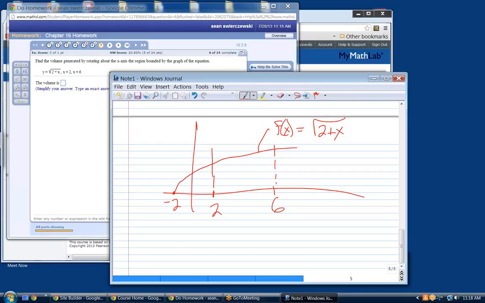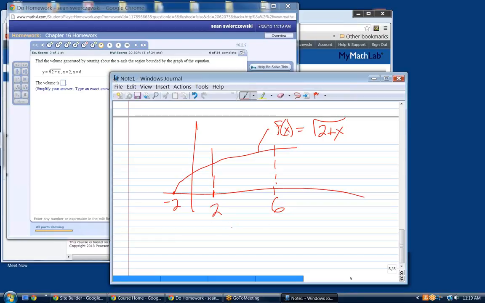Washers aren't that much different. Pretty much the same concept. It's just the surface area of the washer is figured slightly different than the surface area of a disk. The surface area of a disk is pi r squared, whereas with a washer it's pi times big R squared minus little r squared.